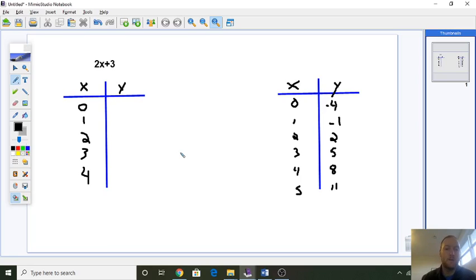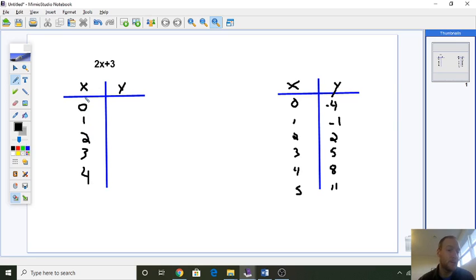Hello, grade 7s. So I had a request, or a few requests actually, to do a bit of a review with some of this algebra work. So we'll start with the table of values here. Now, I chose to start at 0 and work my way up to the number 4 for our x values.